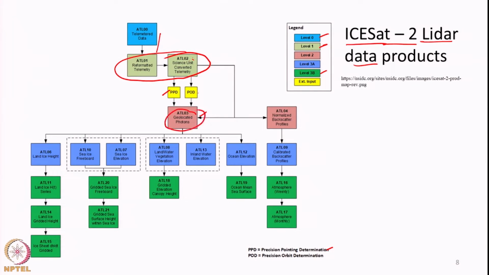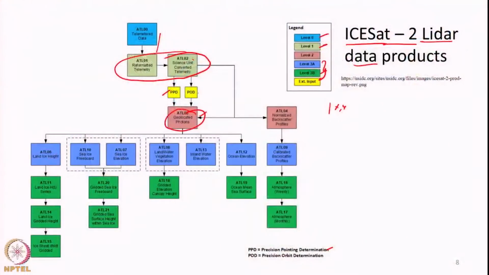This level 2 data set will tell you the geolocated photons, where each photon hit, giving its XYZ coordinates. It will also give normalized backscatter profiles and so on. Then comes level 3. Okay, this is geolocated photons.